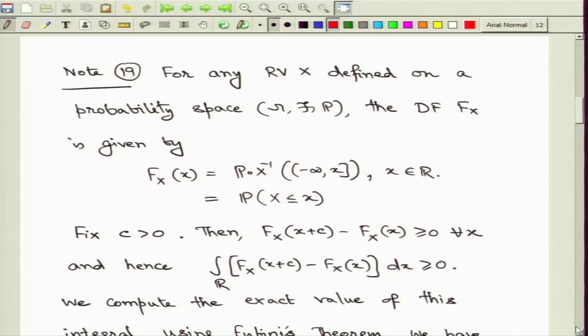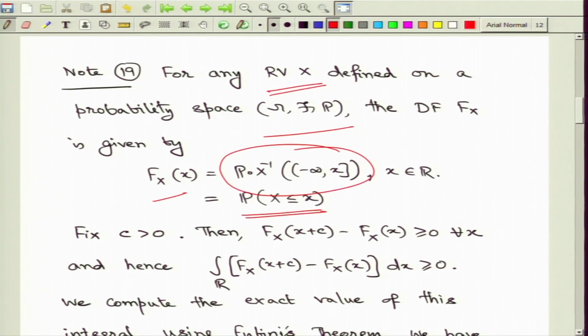Now, we look at certain interesting properties of the distribution function of a random variable. Remember that given any random variable X defined on some probability space (Omega, F, P), the distribution function is given by this formulation, and that we know, in terms of our usual notation, is the probability of capital X less than or equal to small x. Here we are varying small x over the whole of the real line.